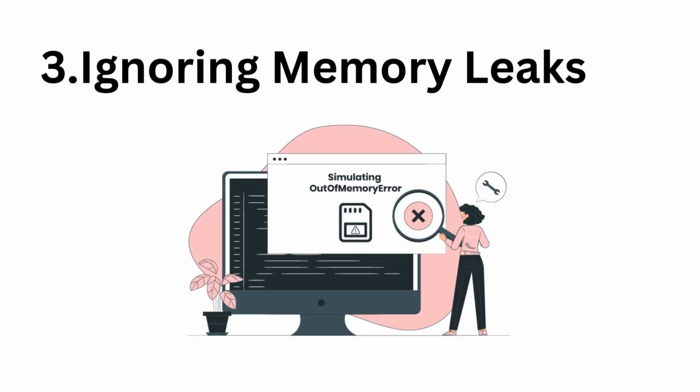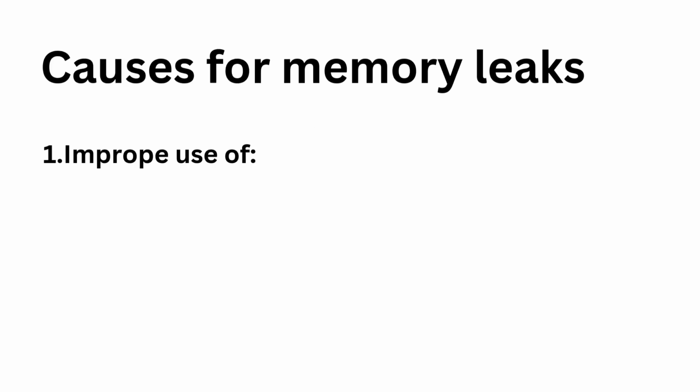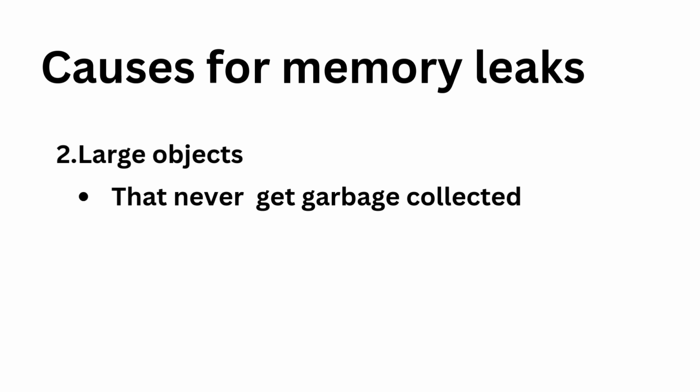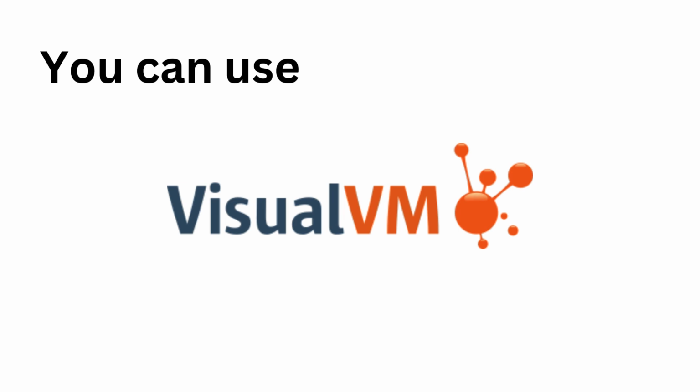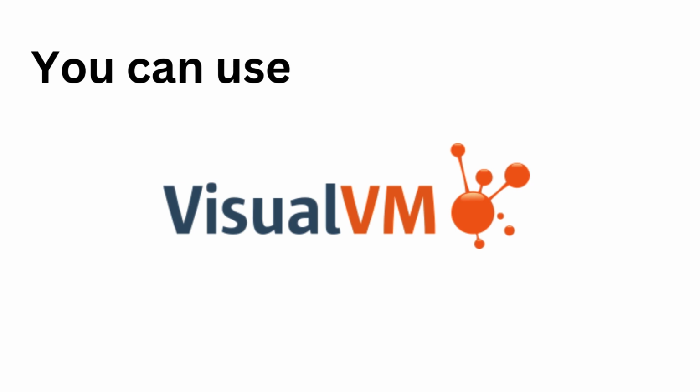Memory leaks in Java? Yep, they can happen. It's often due to improper use of collections, listeners, or large objects that never get garbage collected. Tools like VisualVM can help identify memory leaks in your application, so don't skip performance testing.